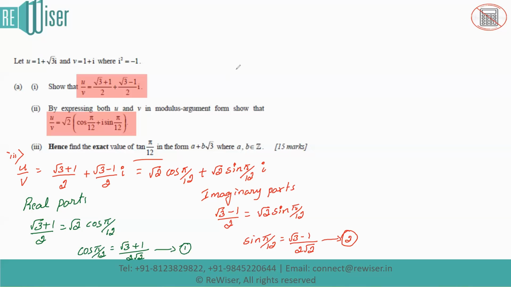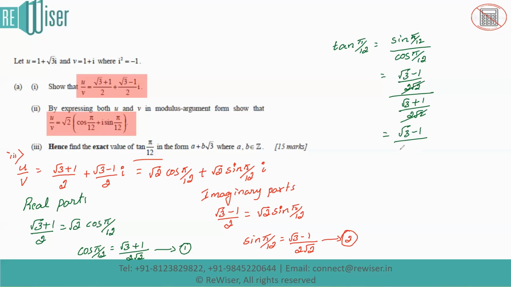So in that case, if I need to find out what tan of pi by 12 is, tan of pi by 12 would be the same as sine pi by 12 over cos pi by 12. So from equations 1 and 2, sine pi by 12 is nothing but root 3 minus 1 over 2 root 2, and cos pi by 12 is nothing but root 3 plus 1 over 2 root 2. And here 2 root 2 and 2 root 2 get cancelled out. So I'll be just left with root 3 minus 1 over root 3 plus 1.